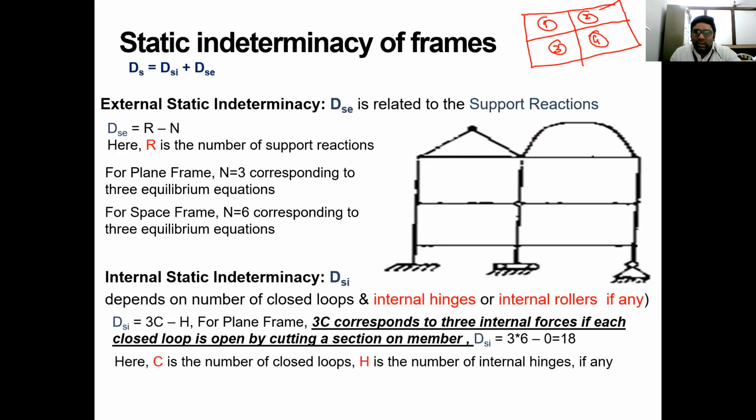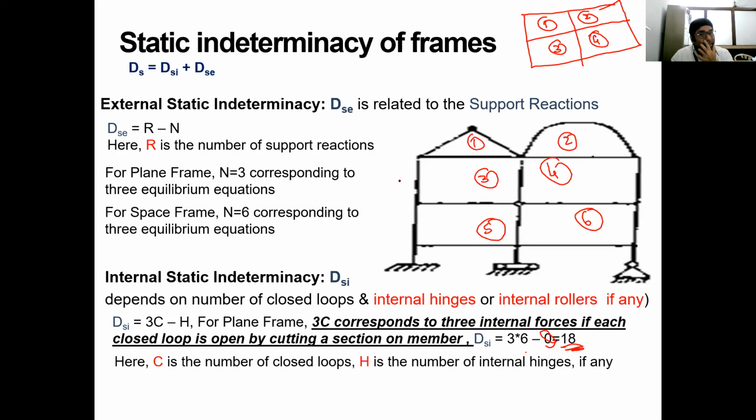Now, how many boxes are there in the frame that is shown in the figure? So this is 1, this is 2, 3, 4, 5, and 6. Total, how many loops are there? 6 loops. So which means C is equal to 6. And is there any internal hinge given in the problem? No. So there is no internal hinge given. Therefore, H is equal to 0. So the degree of internal indeterminacy will be 18.